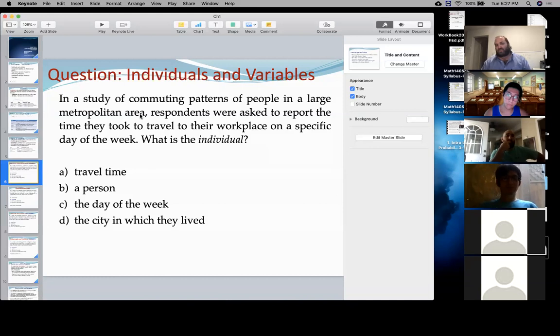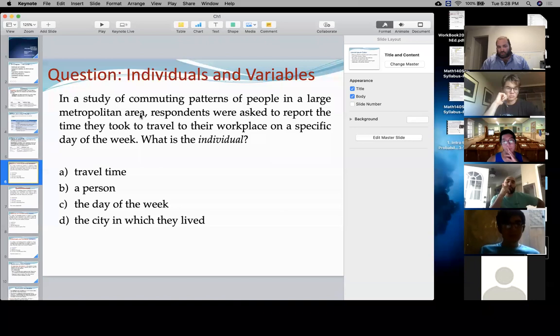No, A is the travel time, which is 2 hours, 40 minutes, right? It's not the mode of transportation. In fact, nowhere in the study does it specifically say or ask what the mode of transportation is. For a specific day of the week in a specific city, we're looking for the travel time for the people involved. So the individuals are the people. They are the ones we are asking about. And what is the variable that we're after in this situation? A. Travel time.